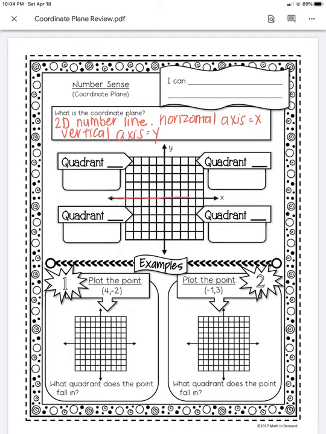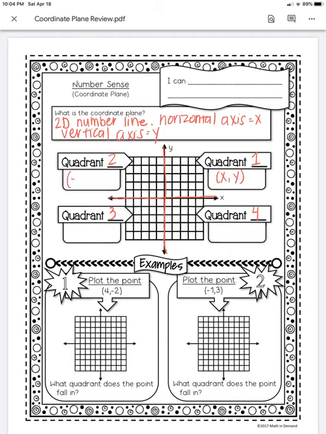So you have the x-axis going across, the y-axis going up and down, splitting the coordinate plane into 4 quadrants. Going counterclockwise, you've got 1, 2, 3, and 4. Inside each quadrant, you're going to plot a point using the x followed by the y coordinate. In quadrant 1, both x and y are positive numbers.